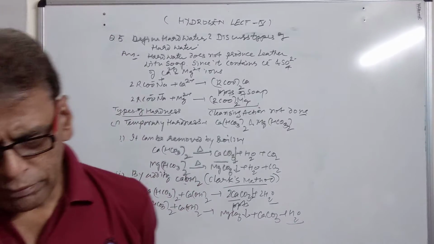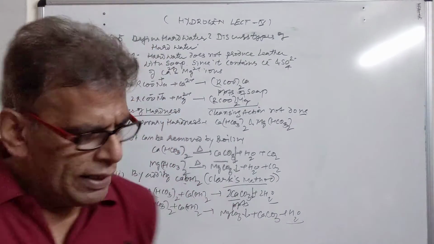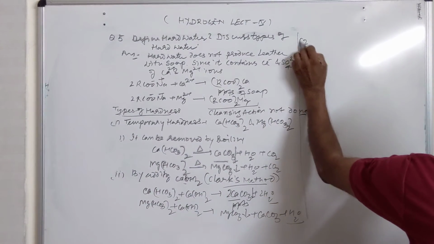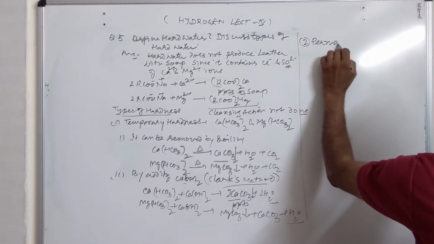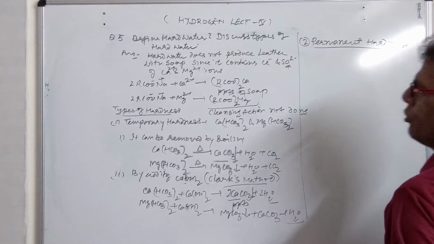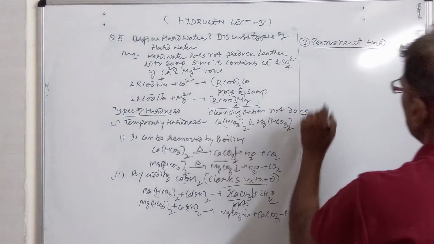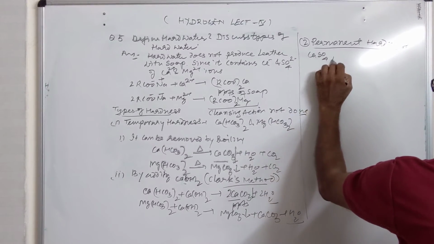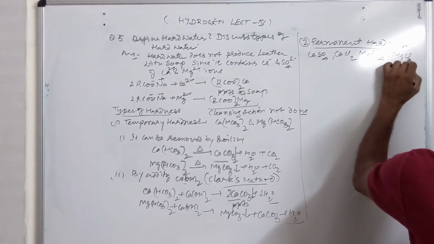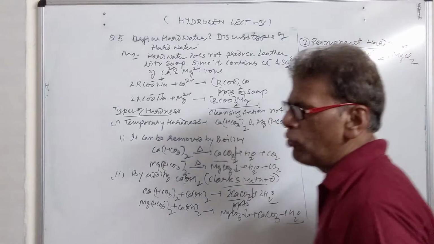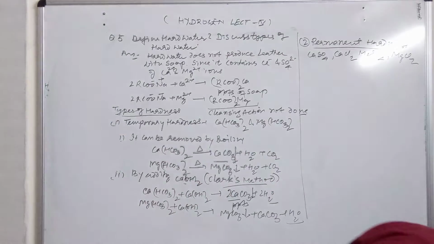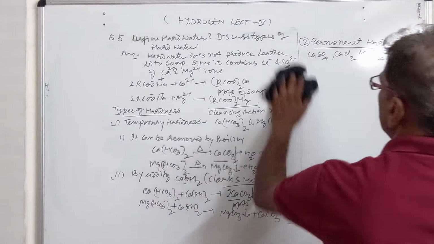Then after this we have the second hardness, that is called permanent hardness. Number 2 is permanent hardness. It is due to chlorides and sulfates of calcium and magnesium. It is due to calcium sulfate, calcium chloride, magnesium sulfate or magnesium chloride. Now there are a number of methods available to us to remove this hardness. So we will discuss the removal of permanent hardness now.